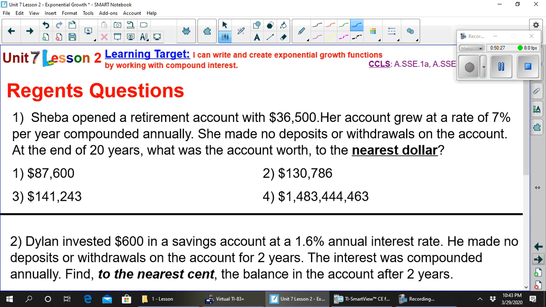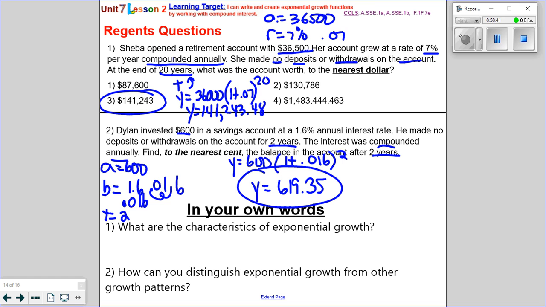Okay, there are a couple of Regents questions here, and go ahead and press pause, see if you can do them. Take your time and do your best. Press pause now. Okay, so here's the Regents question. We opened the retirement account with 36,500. The account grew at a rate of 7%, an increase compounded annually. We know there are no deposits and withdrawals. They have to tell you that because that means she didn't put anything in, and she didn't take anything out. At the end of 20 years, what was the account worth?